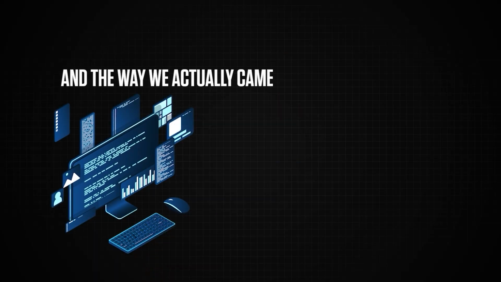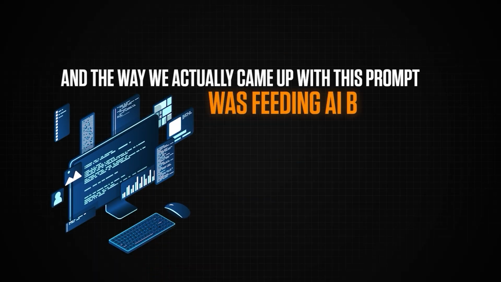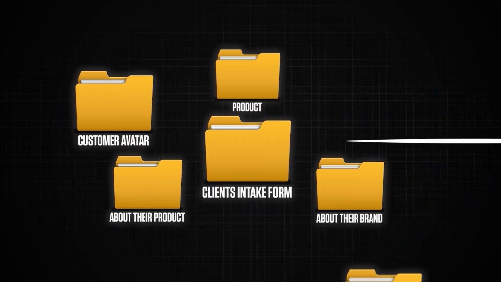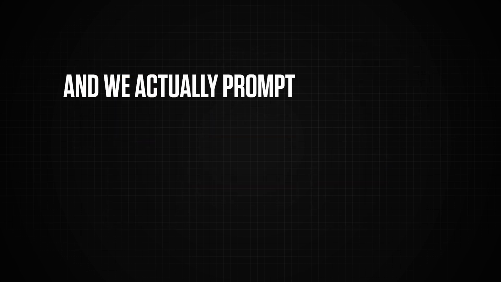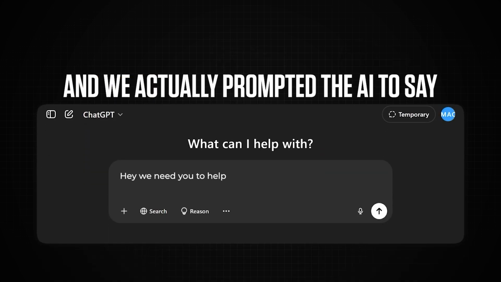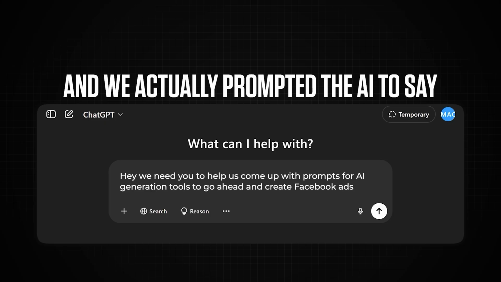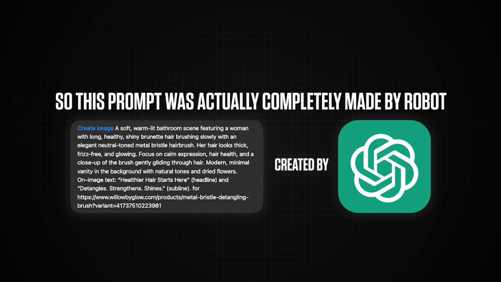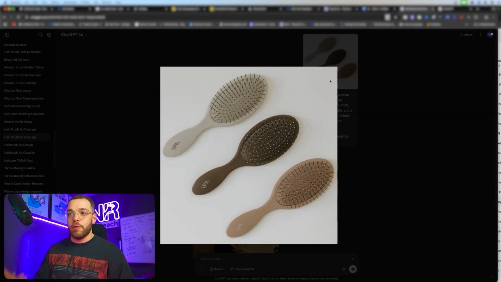And the way we actually came up with this prompt, guys, was feeding AI basically our client's intake form about their brand, their product, their customer avatar, the products, their features, etc. And we actually prompted the AI to say, hey, we need you to help us come up with prompts for AI generation tools to go ahead and create Facebook ads for us. And so this prompt was actually completely made by a robot. And we gave it the prompt in the original image, right? A very simple hairbrush, brand logo here.